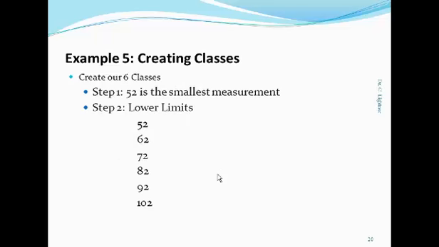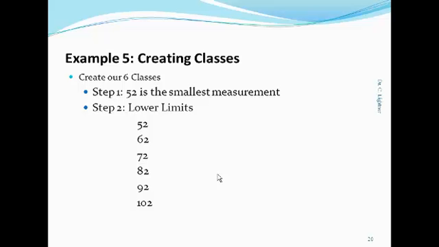You should have begun by defining 52 as the lower limit for your first class, then added your class width in order to get the lower limits for the following classes. 52, 62, 72, 82, 92, and 102 should have been the lower limits for your 6 classes.